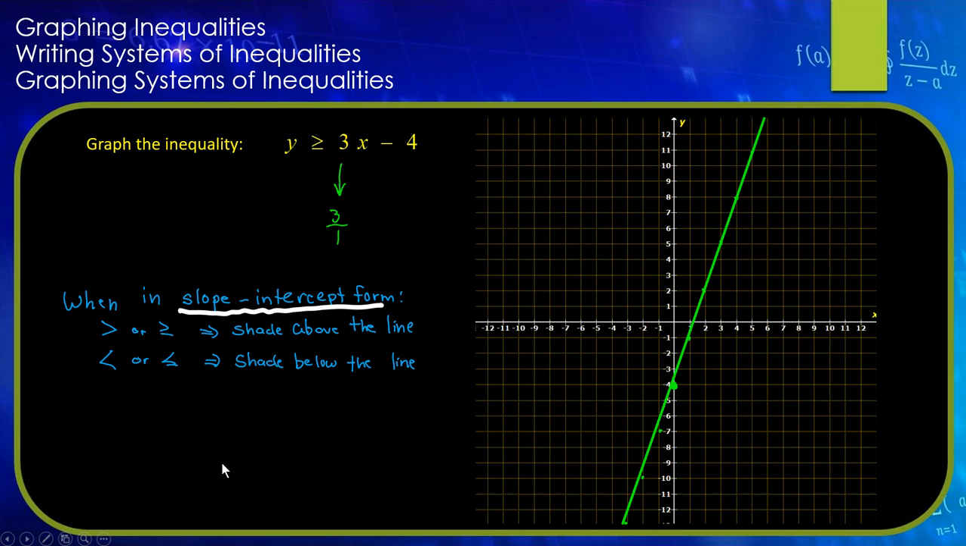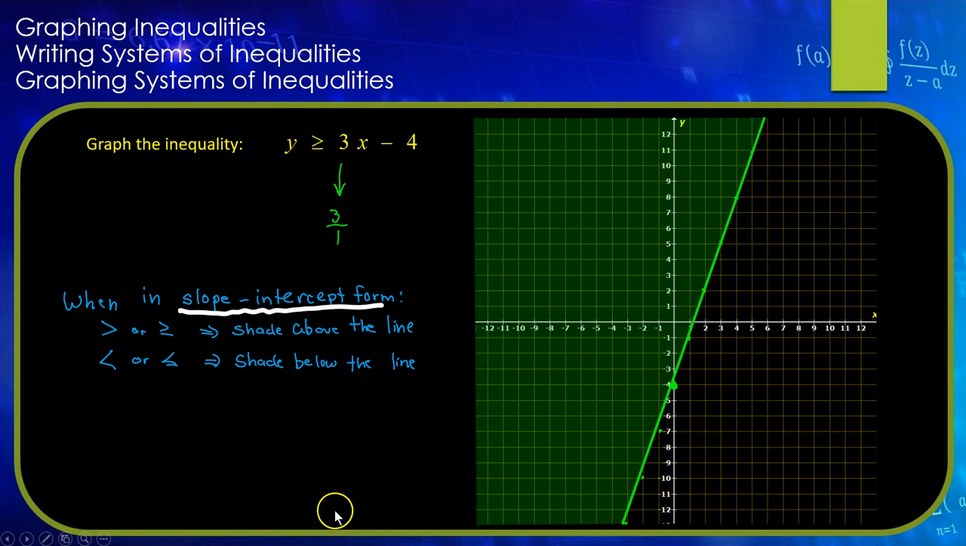So once it's in slope-intercept form, if you have a greater than or equal to, you're going to shade above the line. Imagine being on the line and saying, okay, above, it's going to move upward. So I would shade this. If it's a less than or equal to, I would shade below. So I'd be at the line, and below would be going downward. And so what I see here, the greater than or equal to, I'm going to start at the line and go upward. So above the line would be in this region over here, and that's why that region gets shaded. Those are the decisions you make for these.